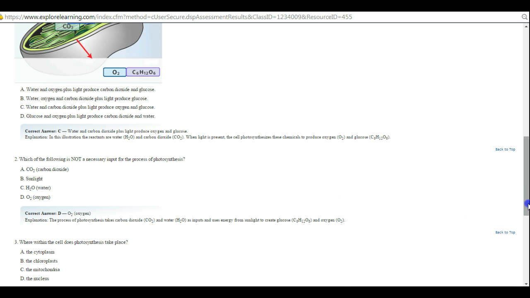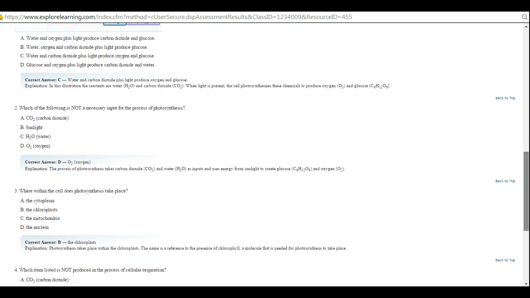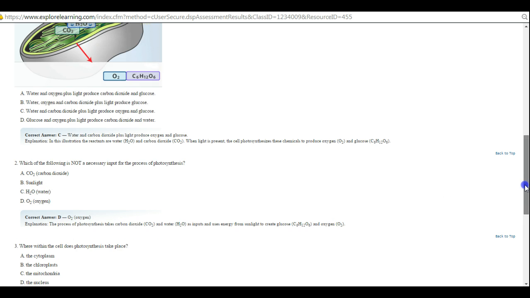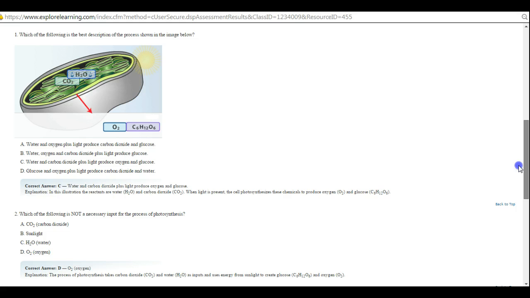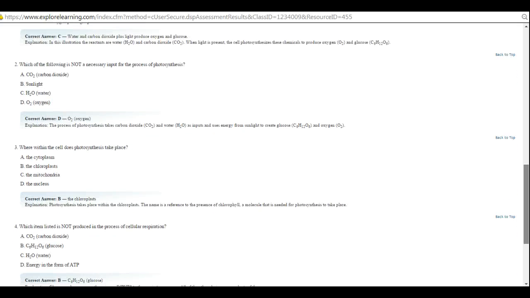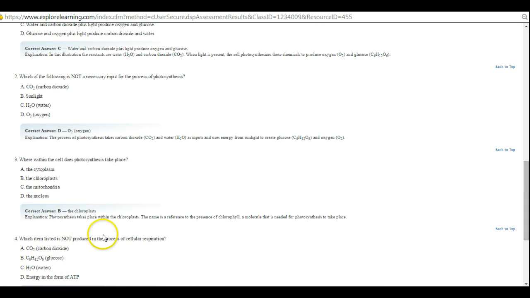Okay, now we have question number 4. It says, again with bolded not, which item listed is not produced in the process of cellular respiration. Now, if you look up here, this is photosynthesis, not cellular respiration. So looking at that diagram wasn't going to help. Maybe some people did by mistake, but if you look at which one of these is not a product of cellular respiration, well, carbon dioxide is what I'm breathing out here. Sure, you're doing the same, quite a bit of carbon dioxide. Well, there we go, glucose.